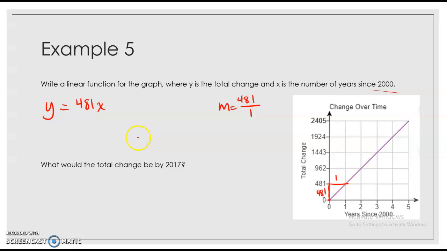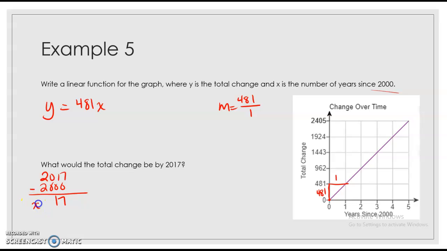That's our linear function. From here, we want to know what would the total change, because this is change over time, be by 2017. And so x is the years since 2000. So what you're going to do first is you're going to take 2017. I hope you could actually do this one in your head, but just in case you have years that you can't just subtract in your head and know the difference, you're going to take 2017 and subtract 2000. And so that is 17 years.